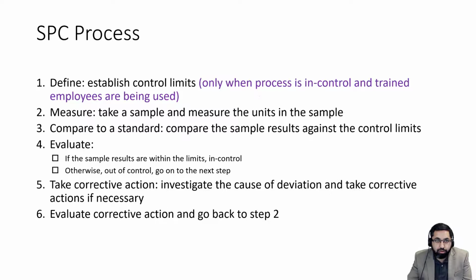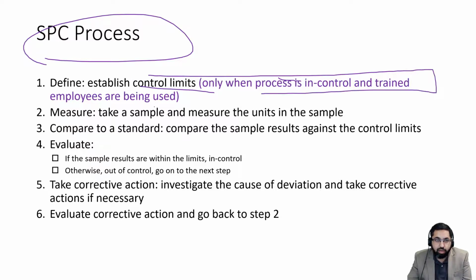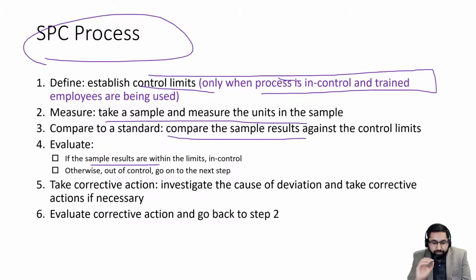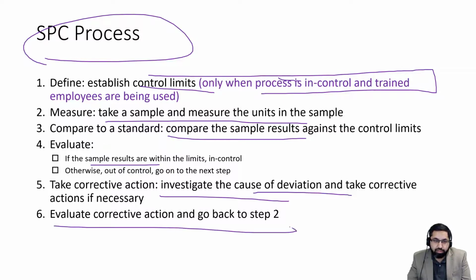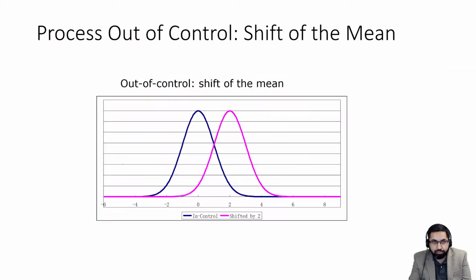Now, we are going to learn how to make these control charts, right? So it's a relatively easy process. You establish the control limits, right? And then you take a sample and measure the units in the sample, and compare the sample results against the control limits. If the sample results are within the limits, you're in control, otherwise you're out of control. If you're out of control, investigate the cause of the deviation and take corrective action, and then you go back to step 2 and you keep controlling and monitoring the process again.